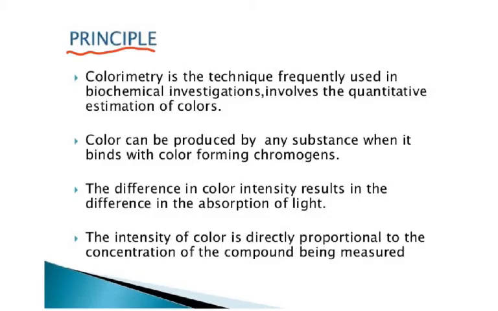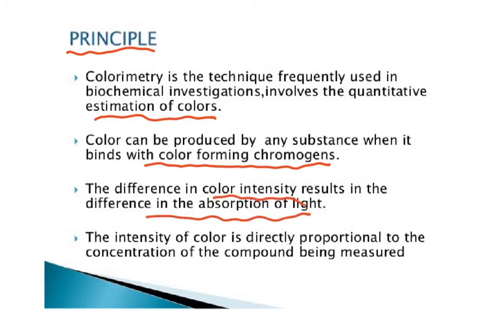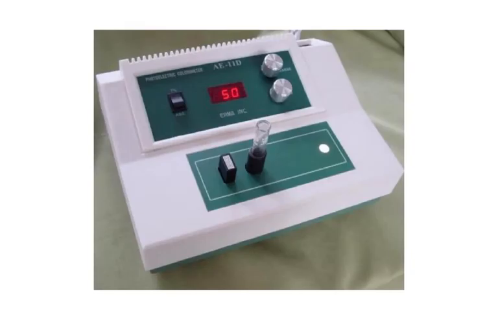The principle of a colorimeter is a technique frequently used in biochemical investigation that involves the quantitative estimation of colors. Color can be produced by any substance when it binds with color-forming chromogens. The difference in color intensity results in a difference in the absorption of light. The intensity of color is directly proportional to the concentration of the compound being measured. A colorimeter looks like this, and you put the test tube which has the colored liquid in it here, and you measure how much light is absorbed and how much is transmitted. So it measures the light absorption.